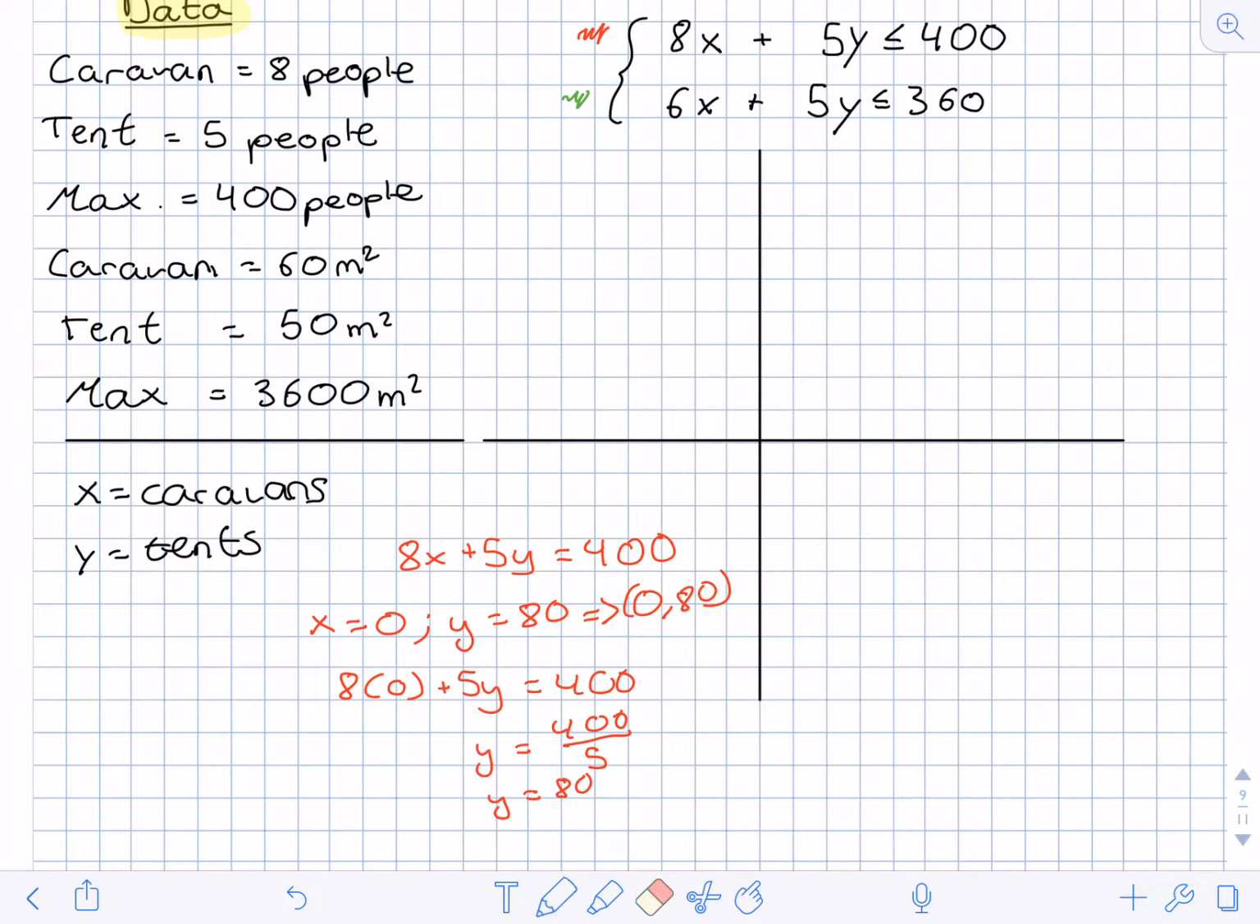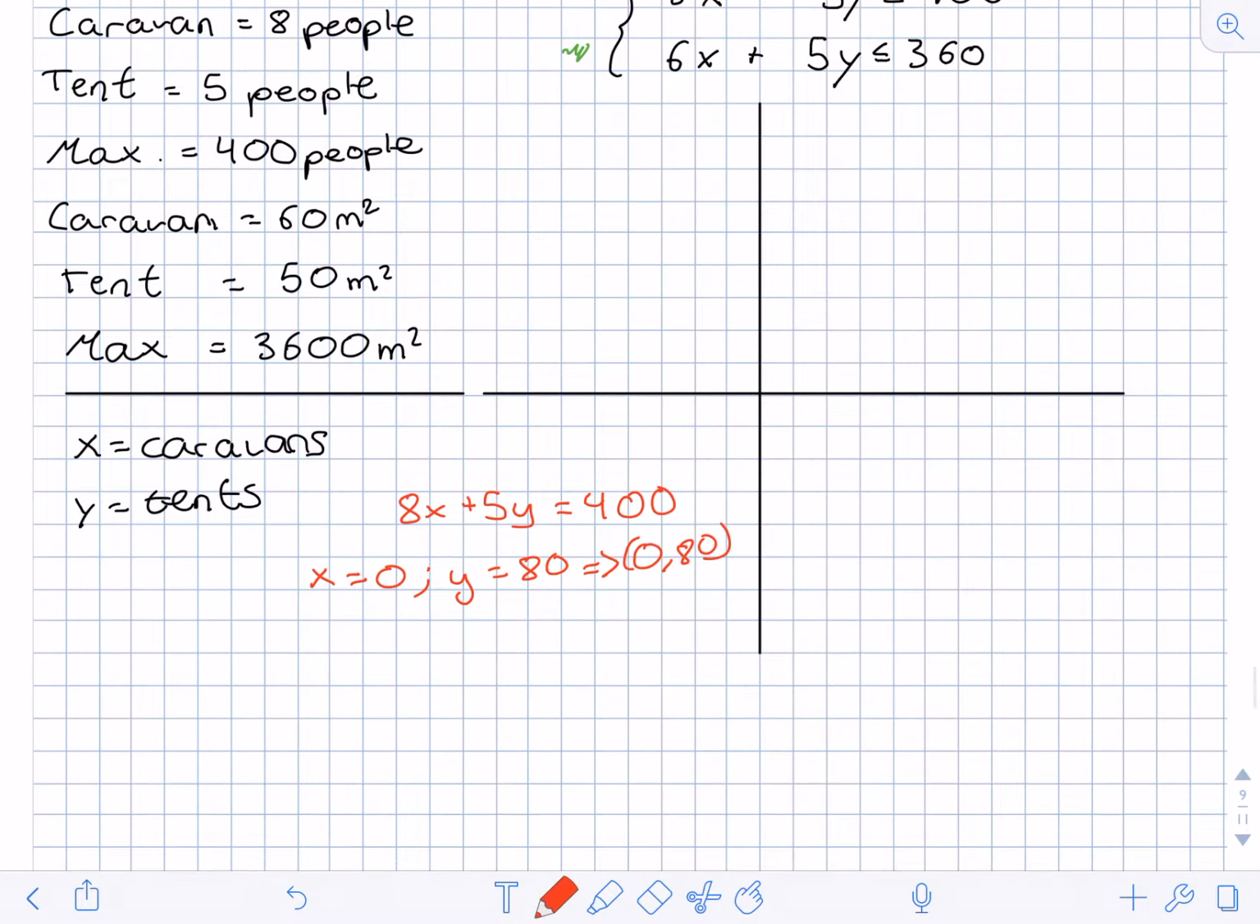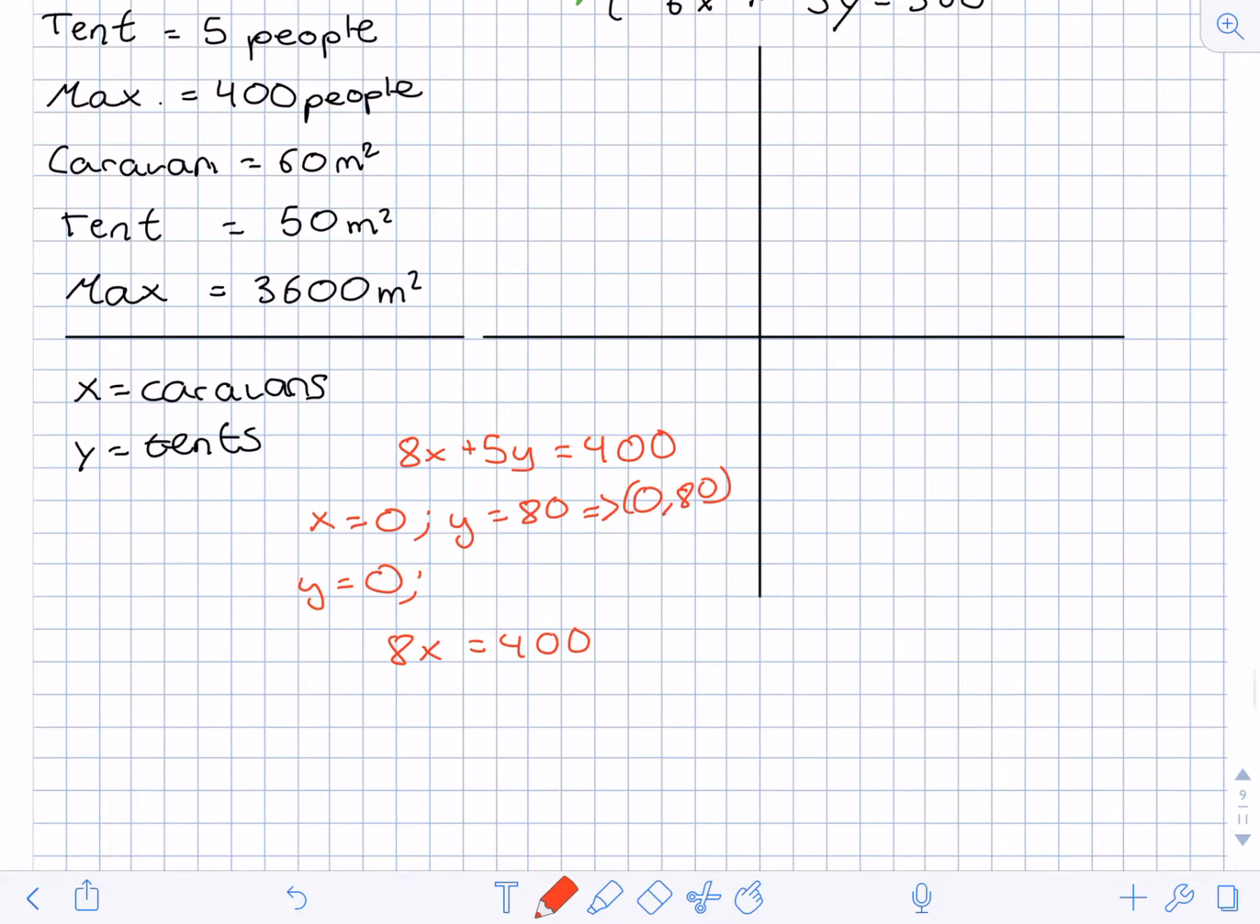Okay, so we need 2 points for each equation. So now we're going to set y to 0 and see what x value we get. So when y is 0, we have 8x is equal to 400, because 5 by 0 is 0, so we don't put it. X is going to be equal to 50. Okay, you can do the equation if you trust me, but that's the right answer.